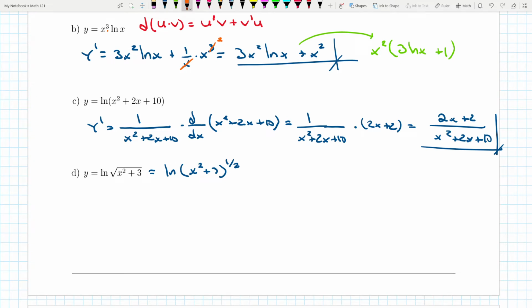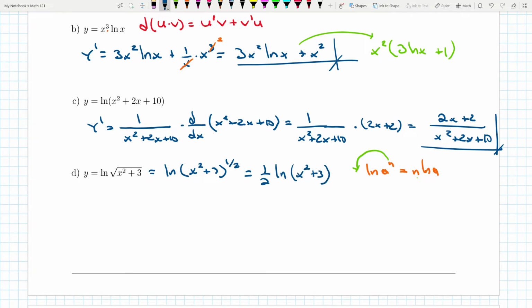And let me write this down. Whenever you have ln of a to the n power, this is n times ln of a. So what we do in this case essentially is this n becomes a coefficient, and that's the ln rule that we use. Well, that's what I'm going to do here: 1/2 ln of (x squared plus 3).